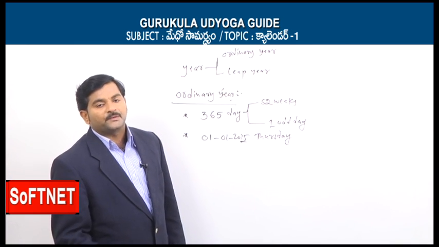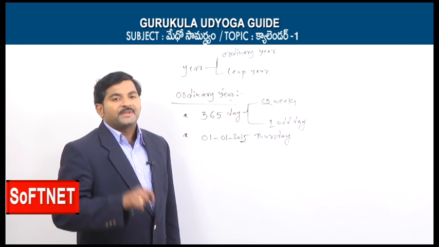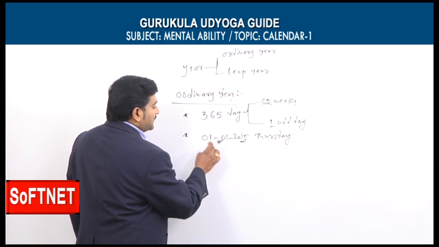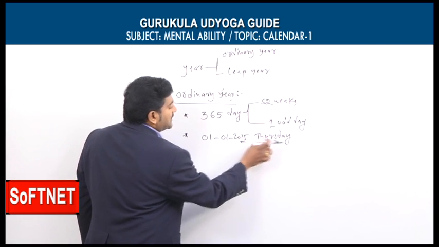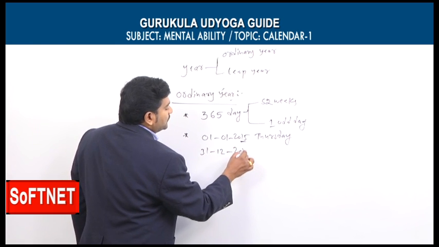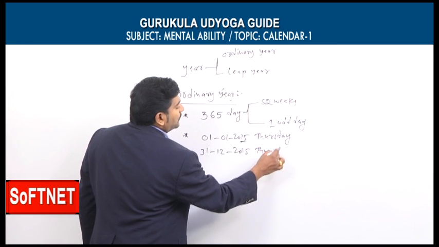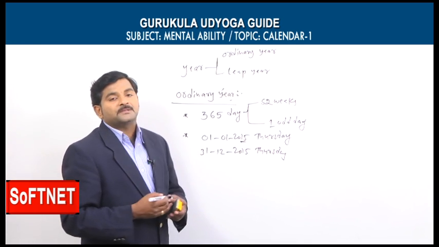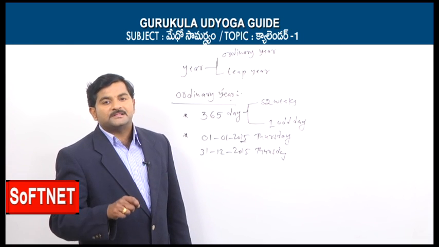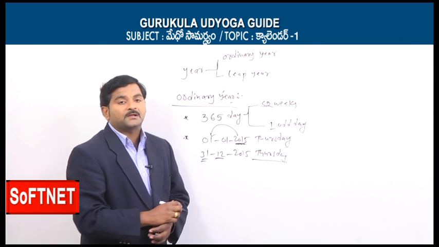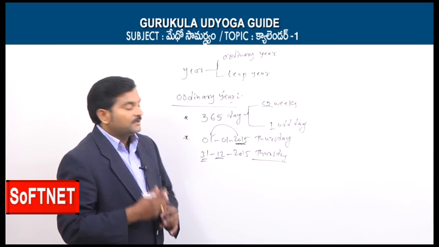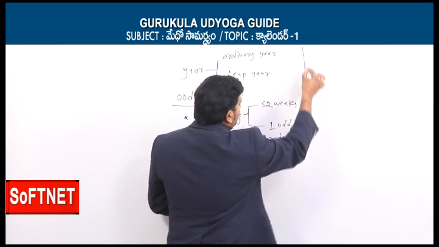So what I told just now, an ordinary year starts and ends with the same day. That's why if 2015 starts with Thursday, then December 31st of 2015 should also be Thursday. That is the concept of the ordinary year. Usually an ordinary year starts and ends with the same day. That is the second point in ordinary year.